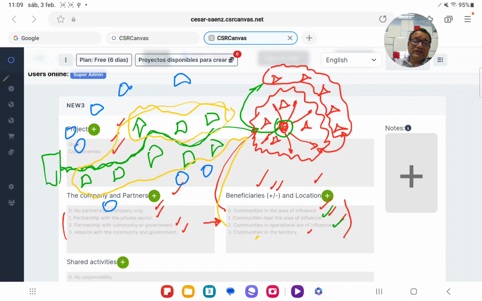Small companies don't reach these communities in the territory, but big companies such as mining companies and oil companies can reach and work with these communities in the territory. Okay, so let's continue with the next one.